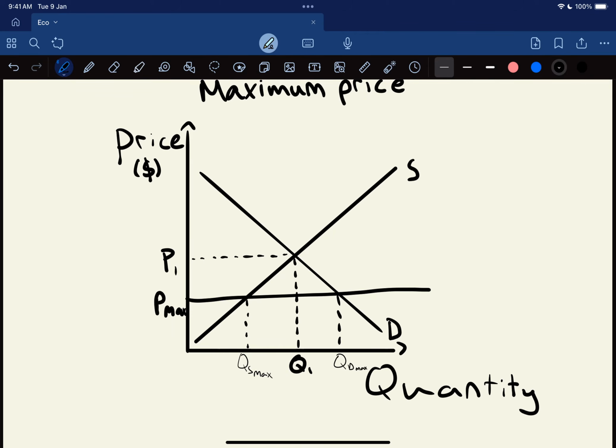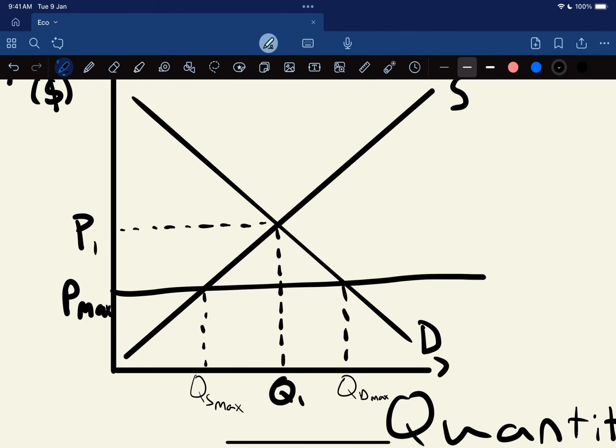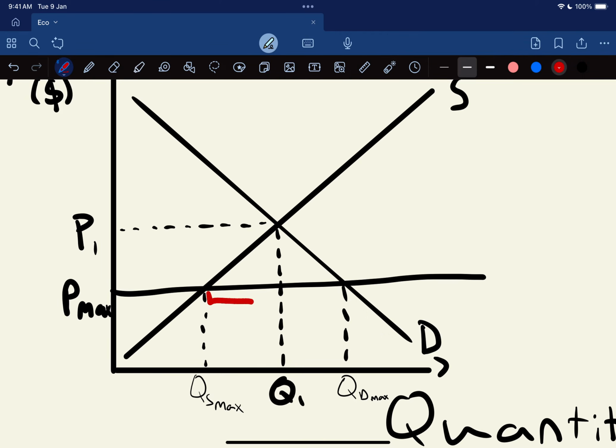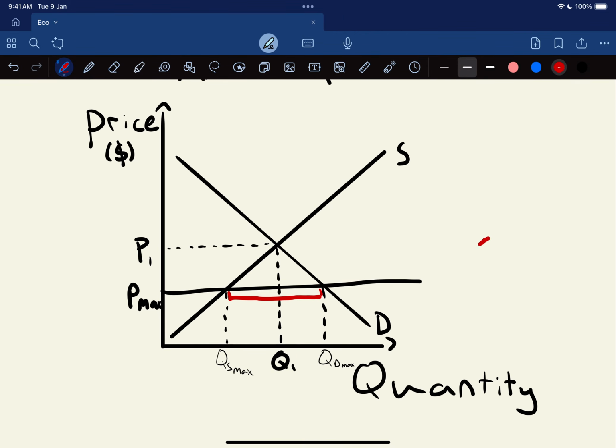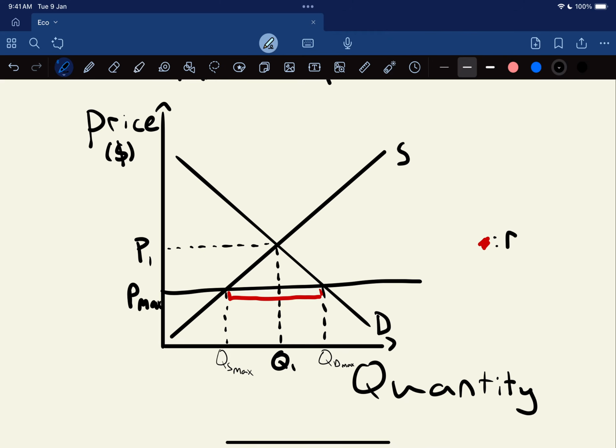Looking at our graph here, at our quantity demanded and our quantity supplied, there's a difference between the two. They're no longer at equilibrium. That means there's going to be an excess demand or a shortage. We'll go ahead and do that in red, and we'll just go over here and write it down. Excess demand.